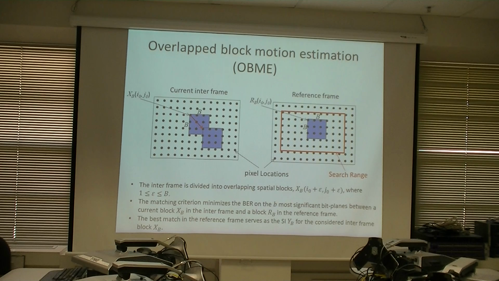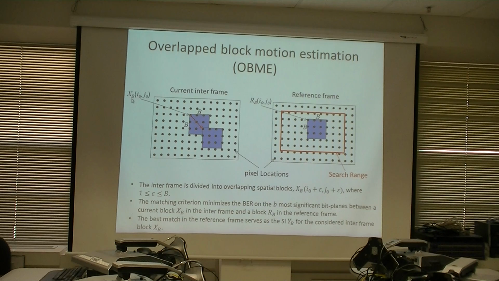We talked about overlapped block motion estimation. For a considered interframe, the previously decoded interframe or the keyframe will serve as the reference frame. Then, in the interframe and the reference frame, we choose an arbitrary size of block. Here we choose the B by B block.